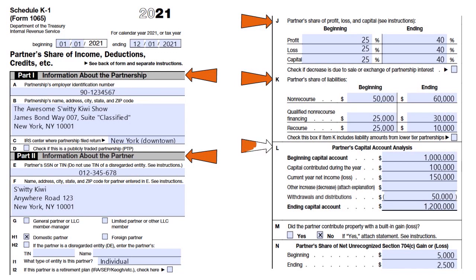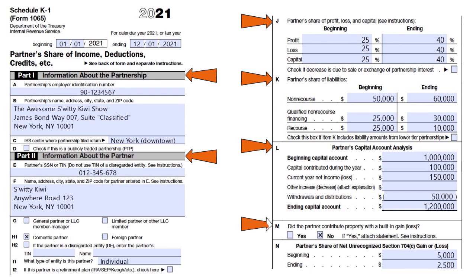Continuing here. So on the screen here, we have section L, the partner's capital account analysis. Beginning capital account, 1 million. Capital contributed during the year, 100,000. The current year net income, 150. And other decreases or increases, we put a decrease of 50 grand. And the ending capital account is 1.2 million.